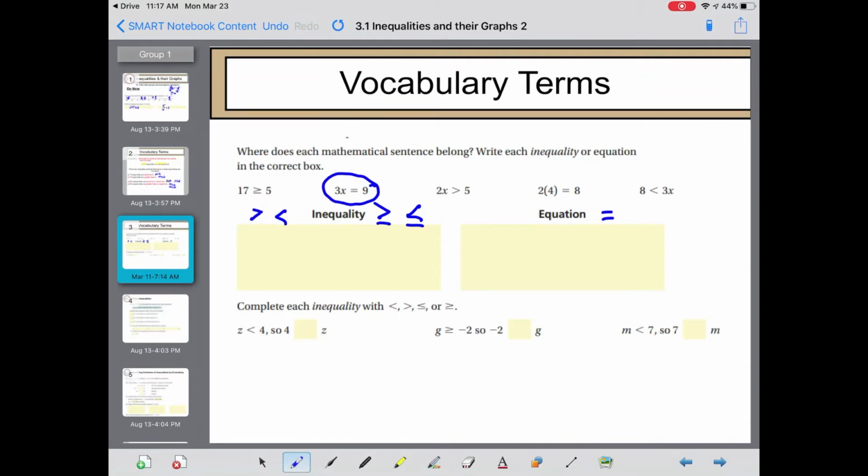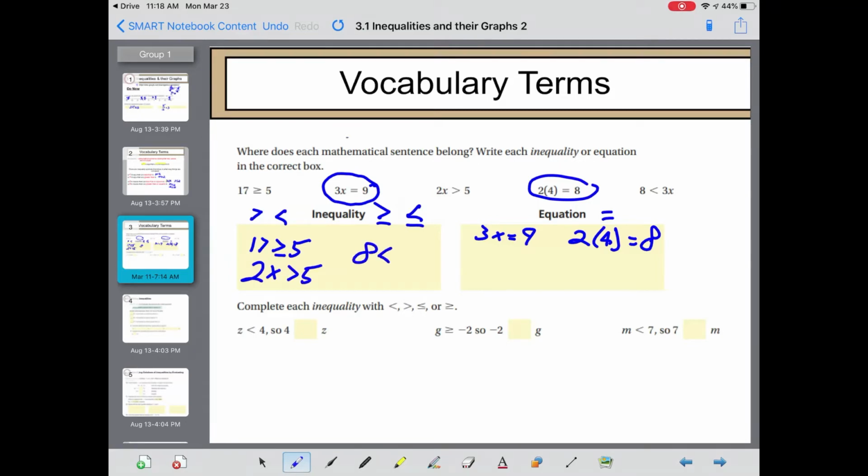Here's my equations. 3x equals 9. And 2 times 4 equals 8. Our inequalities are 17 is greater than or equal to 5. 2x is greater than 5. And 8 is less than 3x.